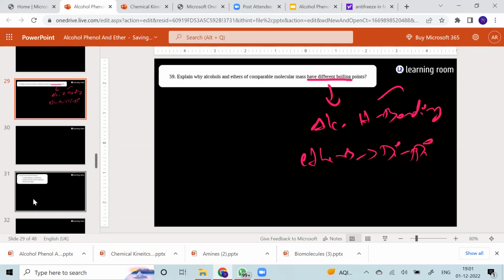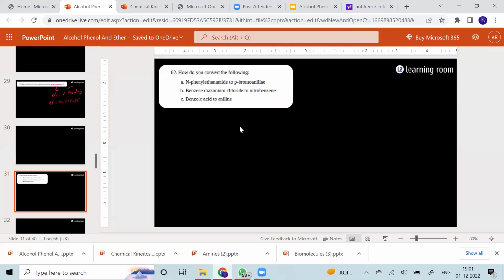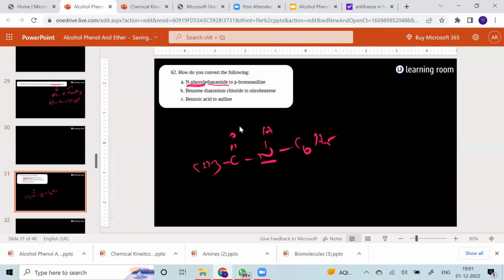Okay, next. How do you convert the following? N-phenyl ethanamide. Now I'll write the structure for this first. We have an ethanamide. First we have C double bond O with N, that is the amide. Ethanamide means 2 carbon atoms on this side. And to the N, the phenyl group is attached, that is C6H5. And obviously I'm going to have one hydrogen on the nitrogen.